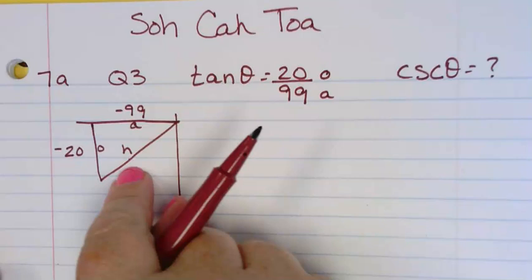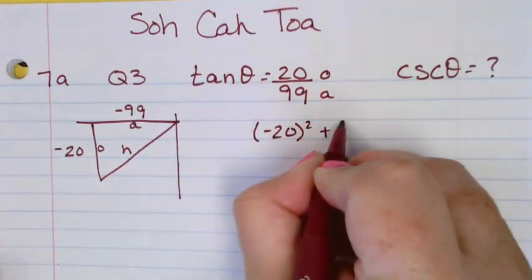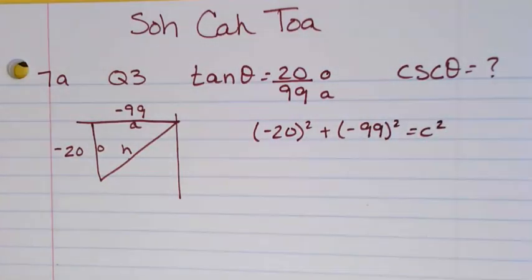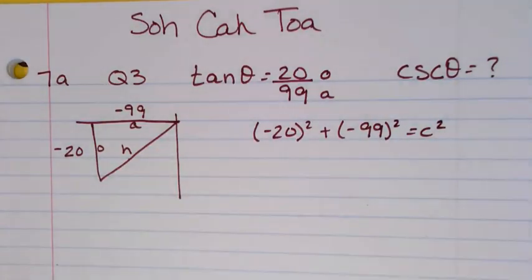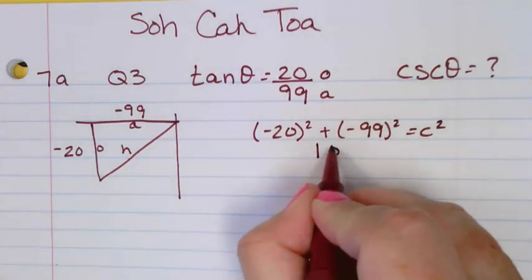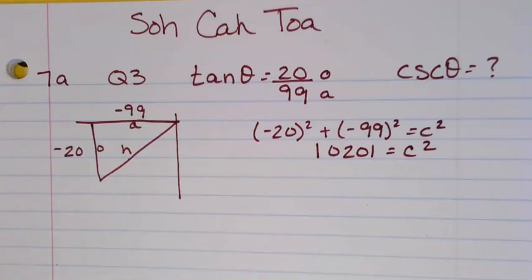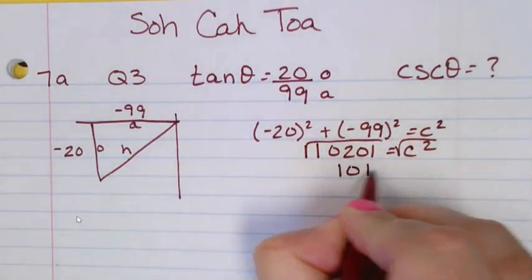Okay, Pythagorean theorem, we're still finding our C, so negative 20 squared plus negative 99 squared equals C squared. Now, if you were thinking, can you do this part without the negatives? Absolutely, because a negative squared is a positive. 10201. Let's see if this is perfect. It is. Hallelujah. 101.